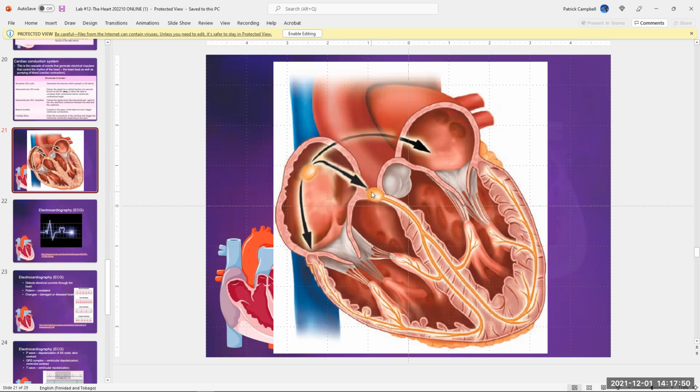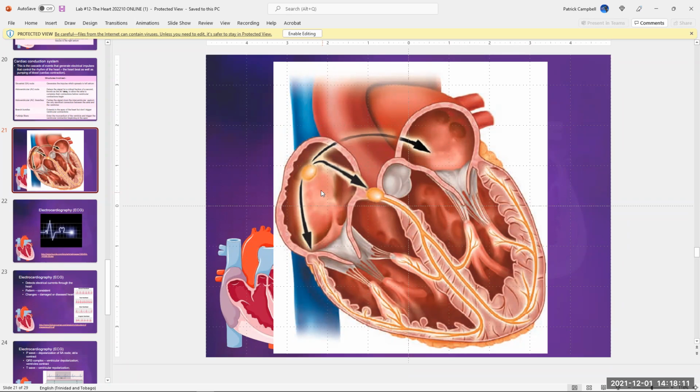So SA node to the AV node. Usually around here is the bundle of His. And then from the bundle of His, you have your right and left bundle branches. And then that goes down to the level of the Purkinje fibers. So this is how the electrical signal generated at the level of the SA node passes through the entire heart.